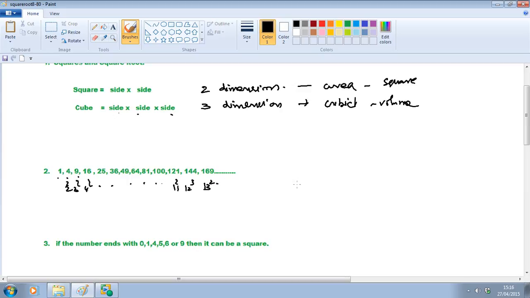So you write 2 square, 3 square, 4 square. Try writing up to 29 square like this. You can practice these two times. It will be very useful to you in solving problems.